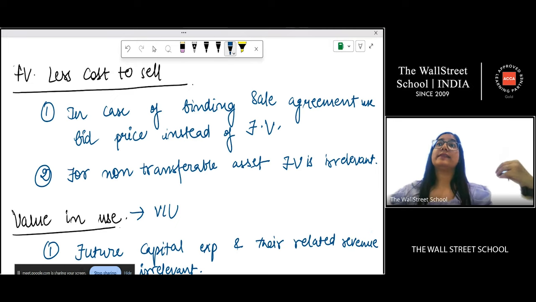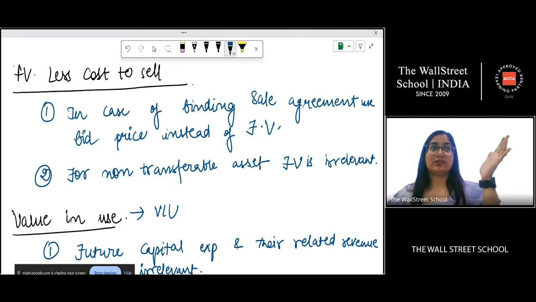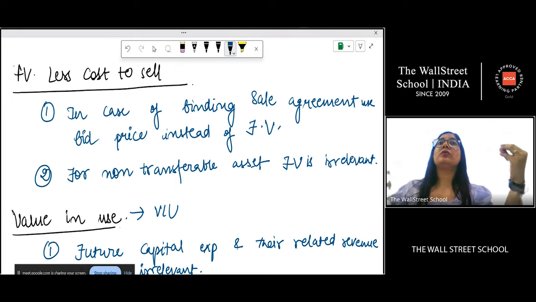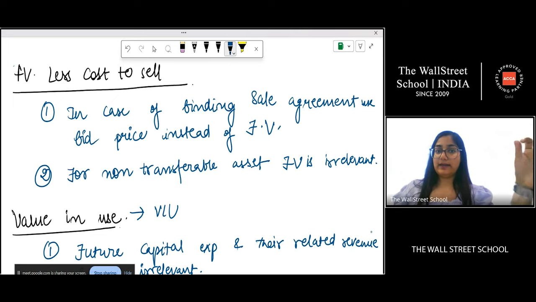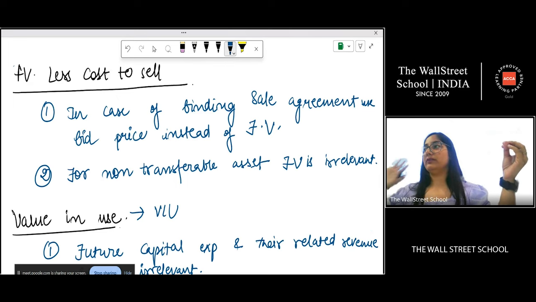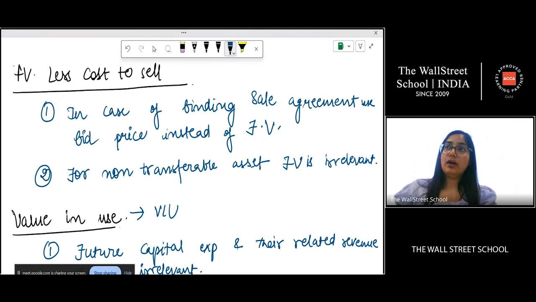Second thing that we have in here is sometimes the asset is non-transferable. That means we cannot sell out that asset. We cannot transfer it. Sometimes there are clauses whenever we purchase an asset that we have decided that this asset will not be sold and will be kept in inheritance, like till the time the company is not wound up, we will have this particular asset. Then in that case, there is no use of calculating the fair value since we have eliminated that option. Whatever the value in use is, we'll be comparing that to the carrying value of the asset. Okay.